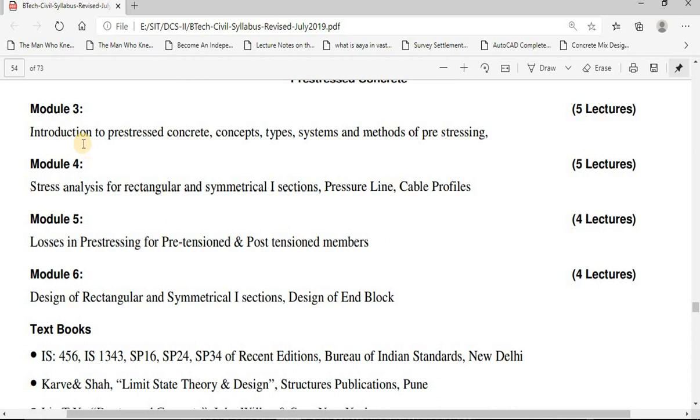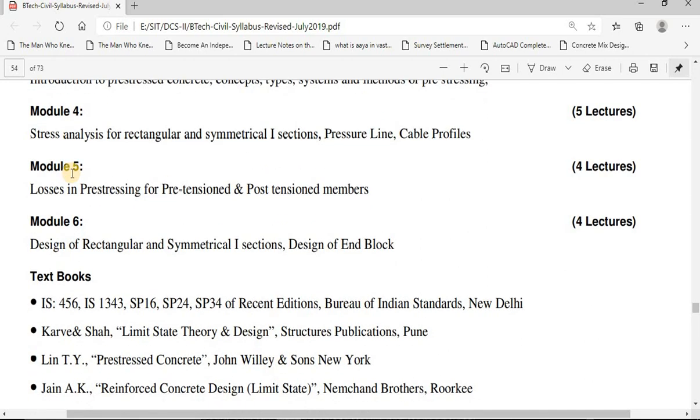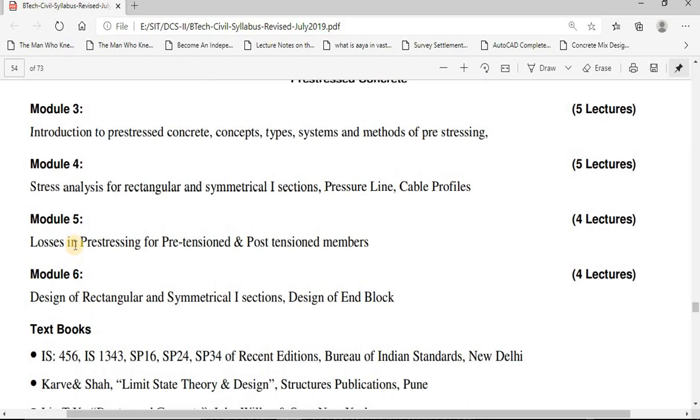Further, whenever we induce stress freely before construction in any element or member of a structure, there will be some losses while inducing the stresses. So what are those losses, and how much loss is going to happen? We are going to study that in Module number 5.